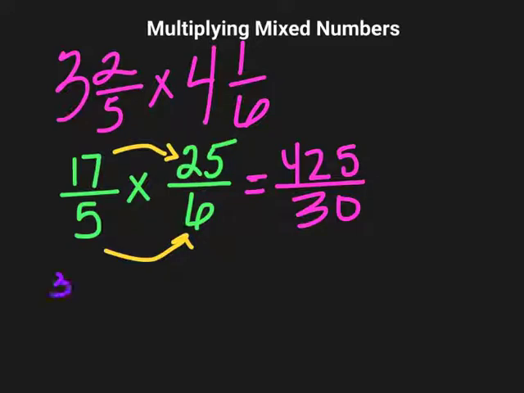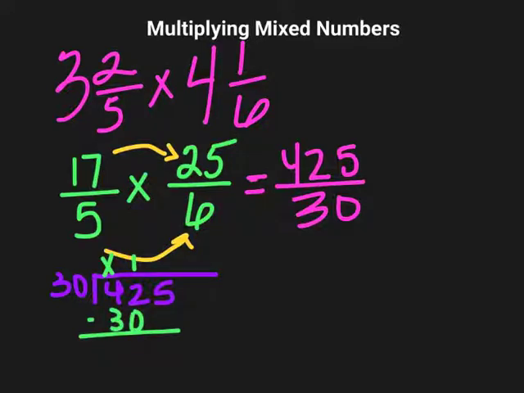So we have 30 being divided into 425. Now 30 cannot go into 4, so we put an X. 30 can go into 42 one time. We have 30. We have a remainder of 12. We bring down our 5. 30 can go into 125 4 times because remember 3 times 4 is 12 and we're adding a 0. So we're left with 120 with a remainder of 5.